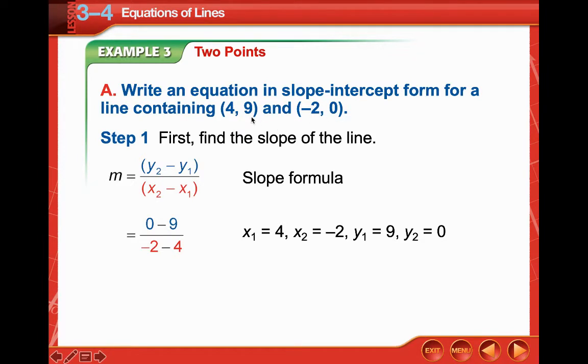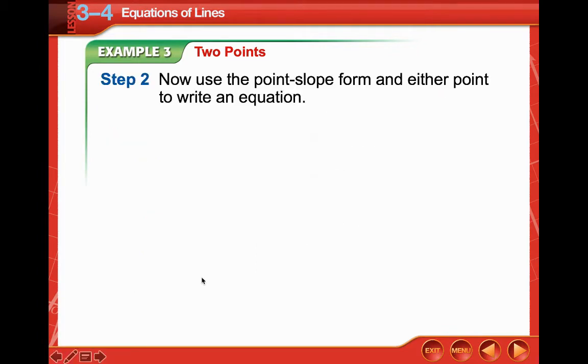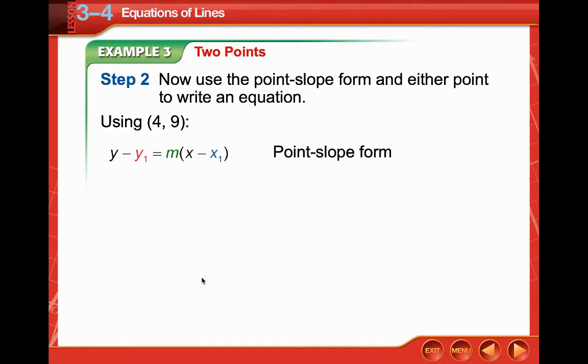0 minus 9 should be -9. And then -2 minus 4 should be -6. All right. -9 divided by -6 comes out to positive 3/2. So then we use point slope form. Remember point slope form, y minus y1 equals m times x minus x1. We'll use the first point, 4 and 9. We already know our slope, so we just plug that in along with these points.